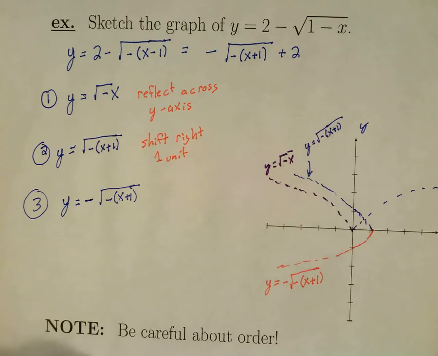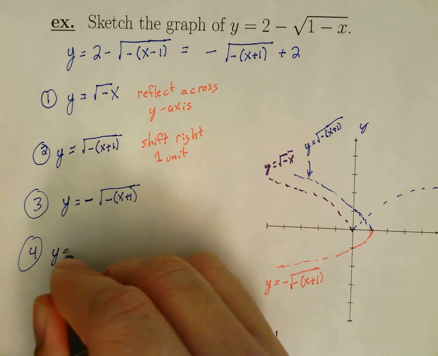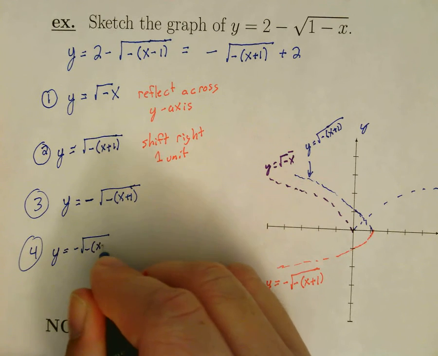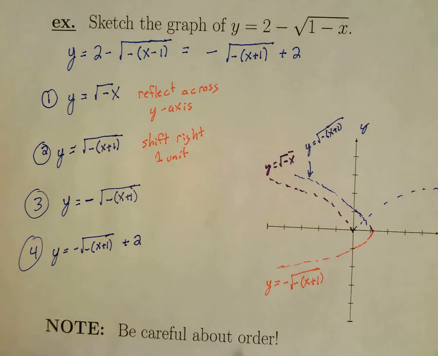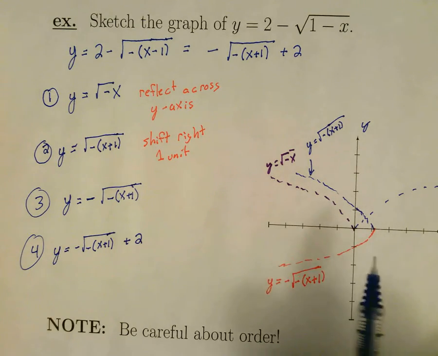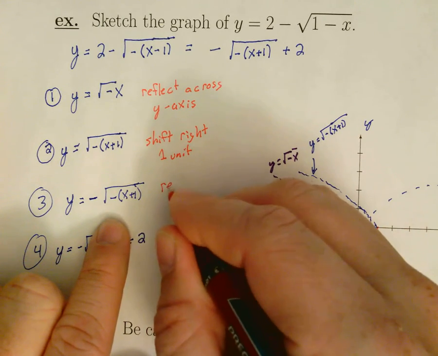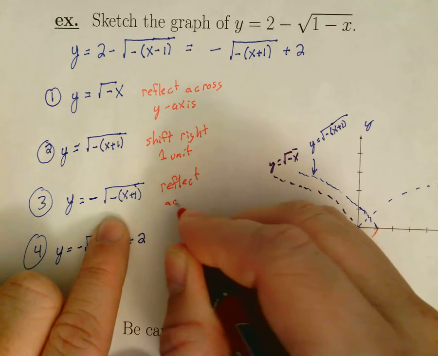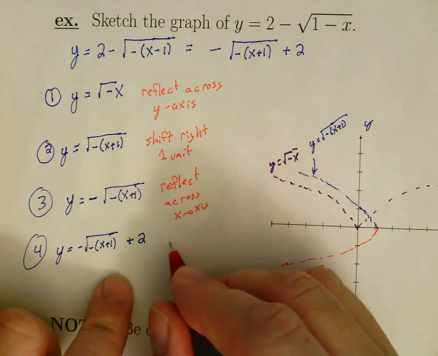Okay, now last thing I want to do, 4, I'm going to add 2 to it. So I'm going to have y is equal to negative square root of negative x plus 1, and I'm going to add 2 to every y value. Now what happens if I add 2 to every y value, Hunter? Shift up 2 units. Exactly. So let me write this out. This one right here, by the way, let me put in the details. This reflects across the x-axis. And as my son just mentioned, you shift up 2 units.